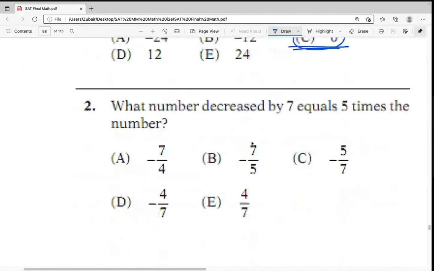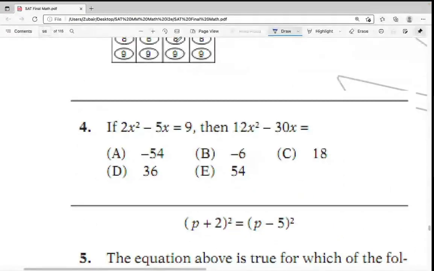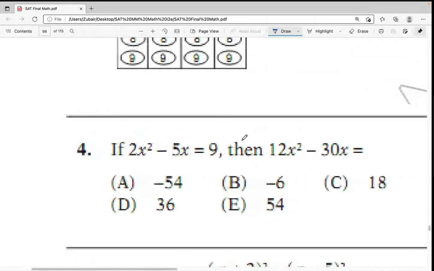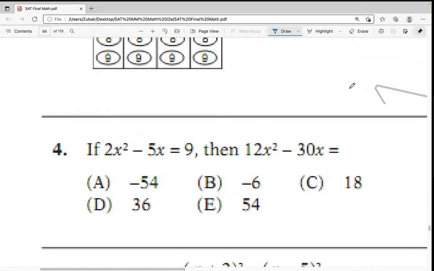Question number four. So would it not be 54? Yeah, correct. So this should be the approach in question 1 as well. You could see that it is 6 times larger, so 9 into 6 is 54.